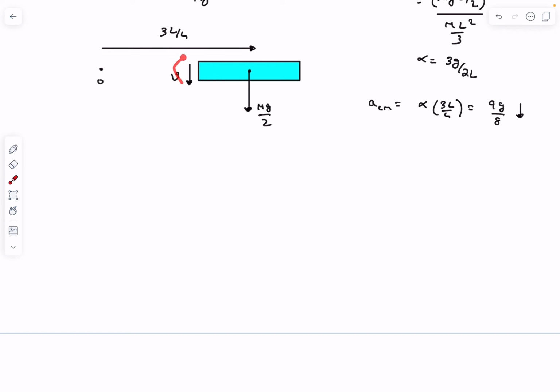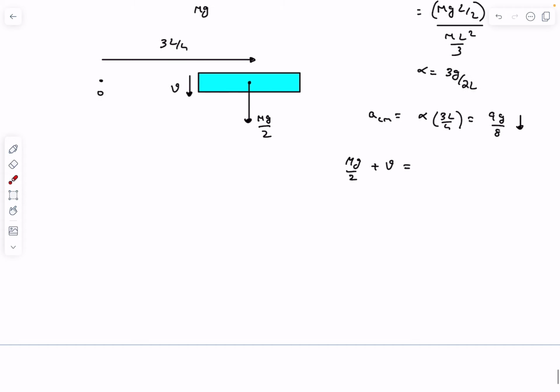Now guys, there will be some internal moment as well. But we don't really care about this for this question, because we can easily figure out V by writing F equals ma in the y direction. So we don't really need to take care of the moment equation. Okay, so now what we are going to do is F equals ma in the y direction.